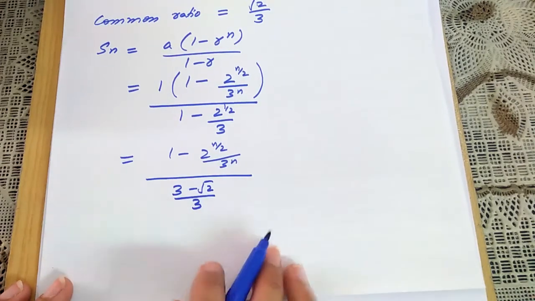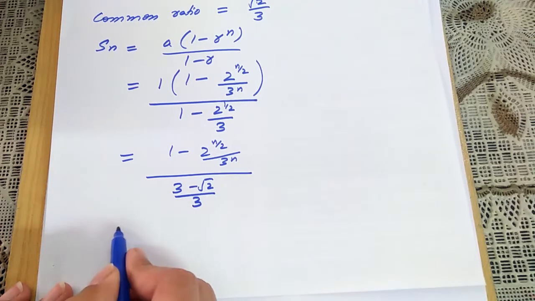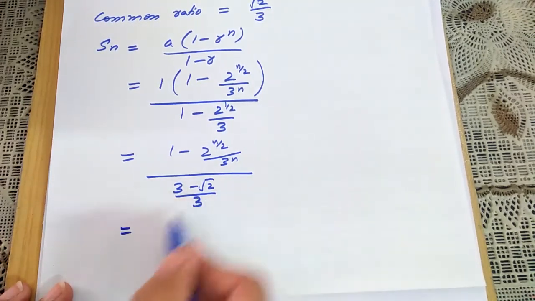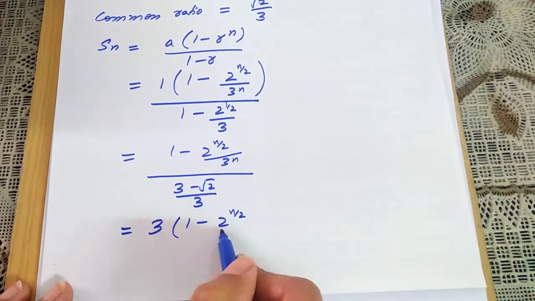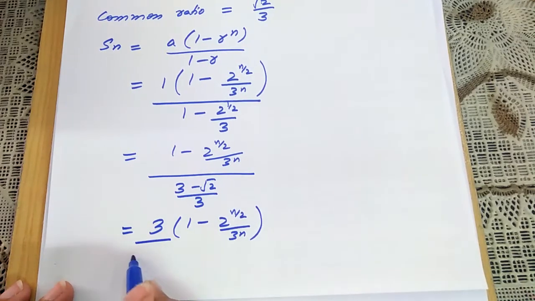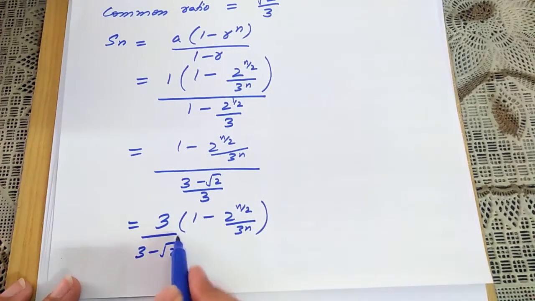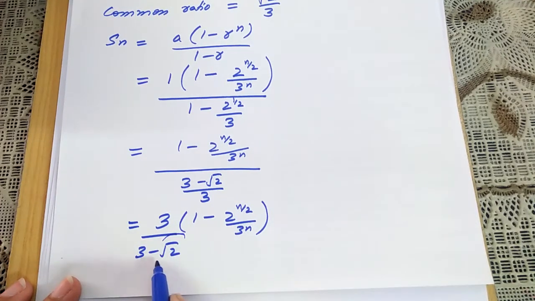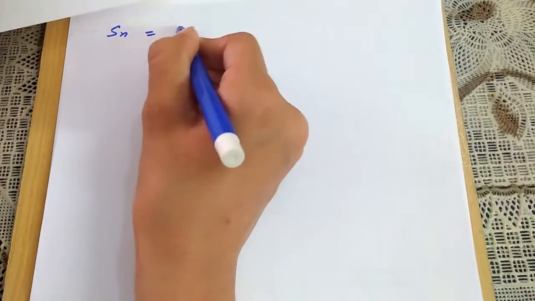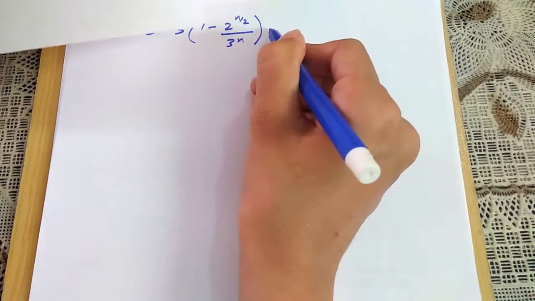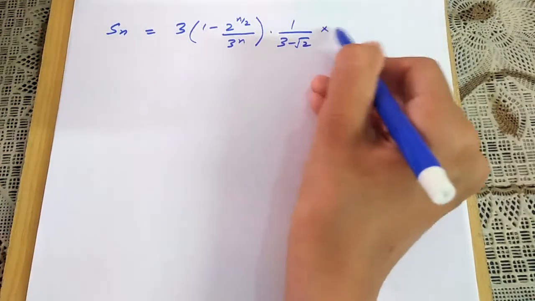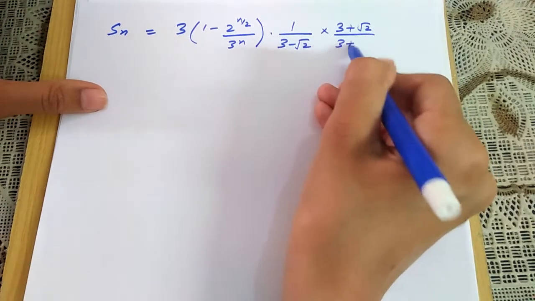You will get here this thing. Now it can be written as 3 into (1 − 2^(n/2)/3^n) divided by (3 − root 2) here. Now you see here we have a root in our denominator. You can rationalize it. You will get here Sn = 3(1 − 2^(n/2)/3^n) over 3 minus root 2. Just rationalize it with 3 plus root 2, 3 plus root 2 like this.